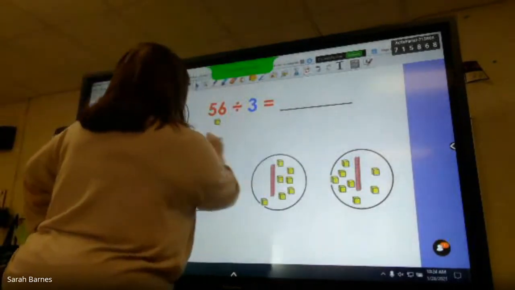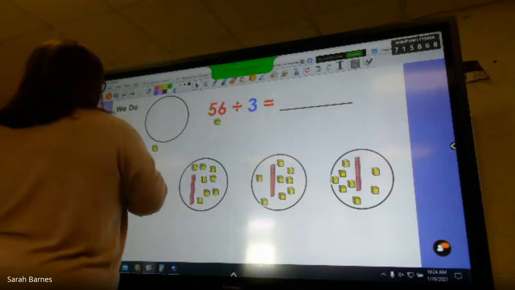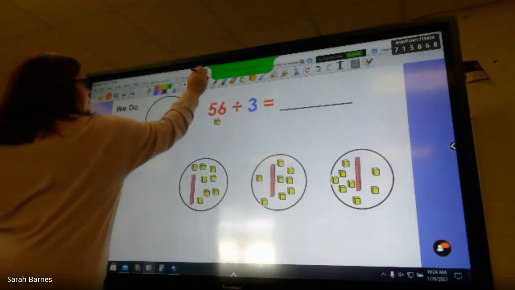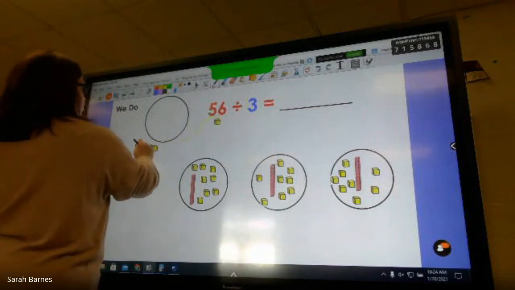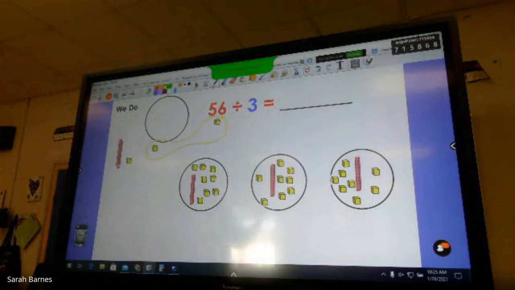1, 2, and 3. All right, so how many do I have left over? I have 2 left. Now, they're kind of far apart, right? But that's okay because it's not going to hurt anything.